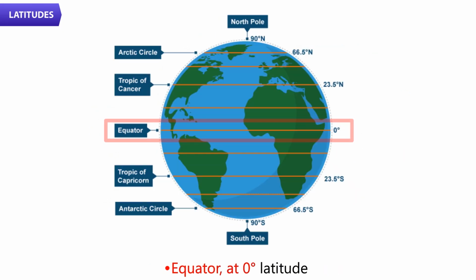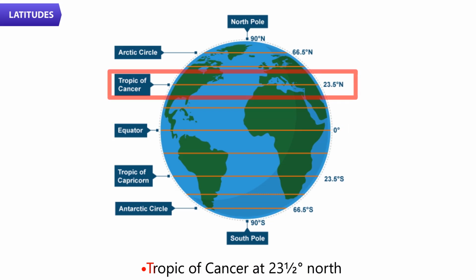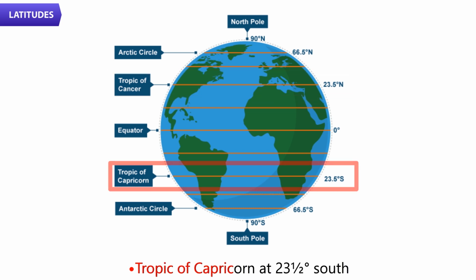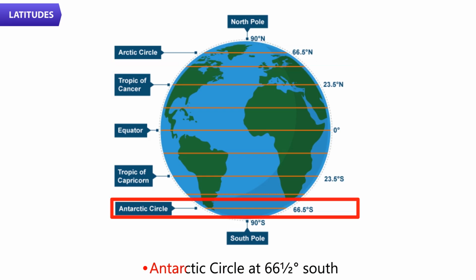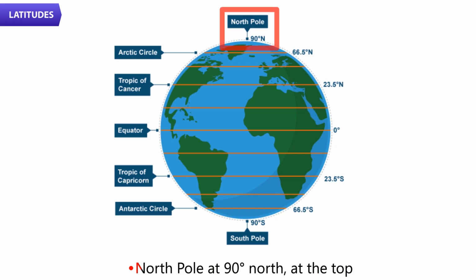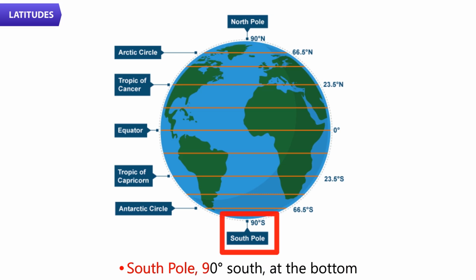Equator at 0 degrees latitude. Tropic of Cancer at 23½ degrees north. Tropic of Capricorn at 23½ degrees south. Arctic Circle at 66½ degrees north. Antarctic Circle at 66½ degrees south. North Pole at 90 degrees north, at the top. South Pole, 90 degrees south, at the bottom.